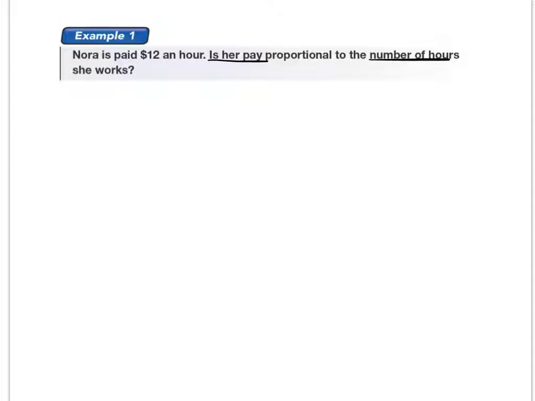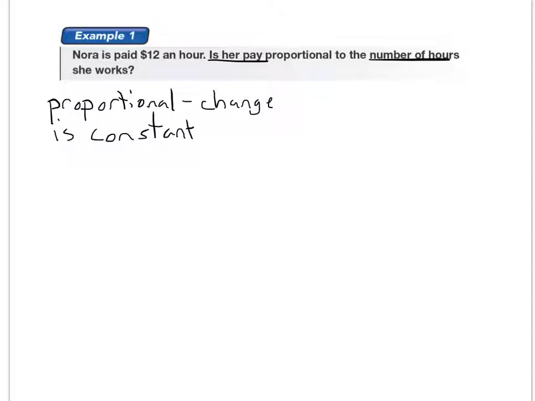And first of all, we should probably understand what the word proportional means. Okay. Proportional. Make sure we spell it right. Proportional means that the change is constant every time. Okay. That means the way the information changes stays the same every time. So let's look at what that means here with our table.